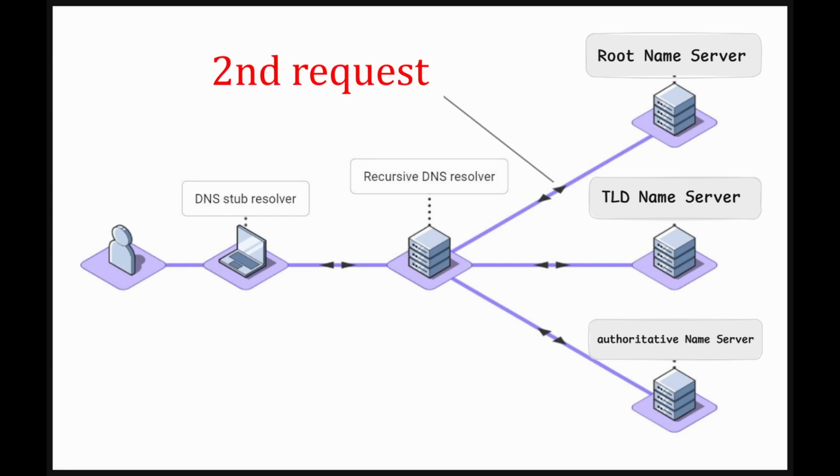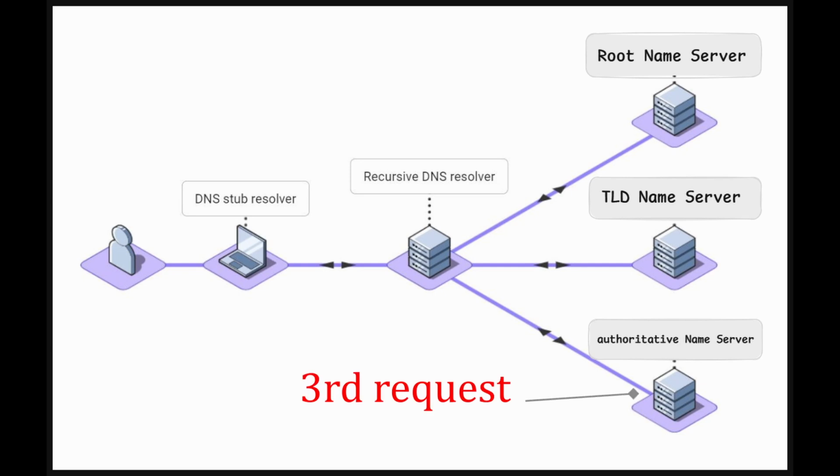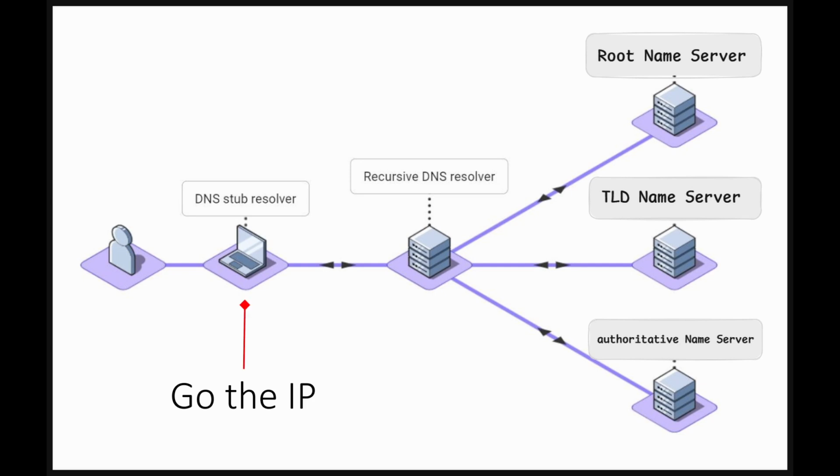The second request is made to the TLD server to get the IP of the authoritative name server of that particular domain. Remember, the authoritative name server actually holds the record of the domain name to IP translation. So the final request is made to the authoritative name server and it returns the IP address of that domain, and then the resolver returns the IP address to the stub resolver, and finally your browser can make a request to that particular IP and get the content of the website.